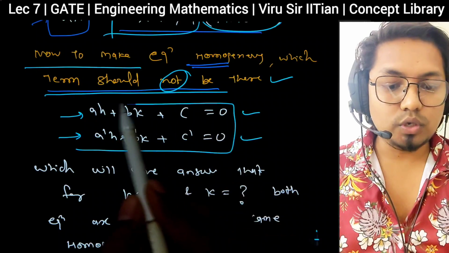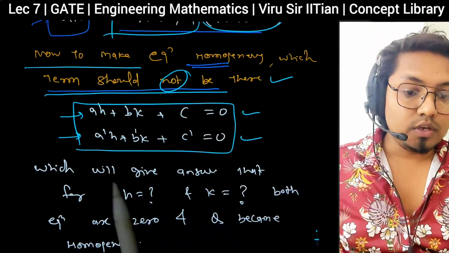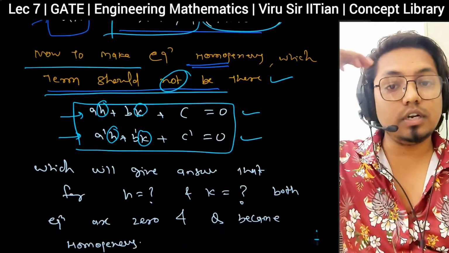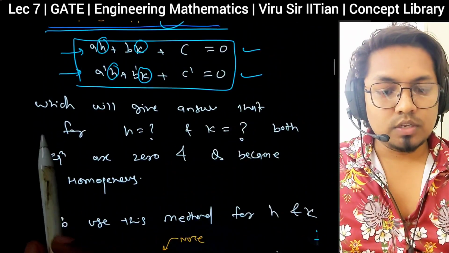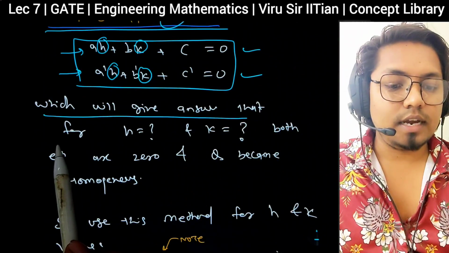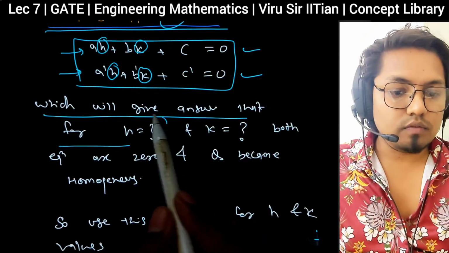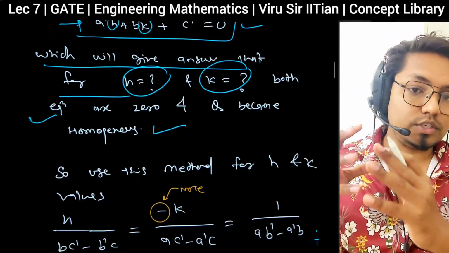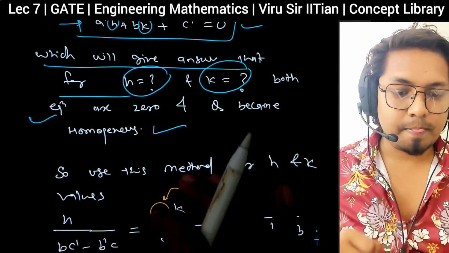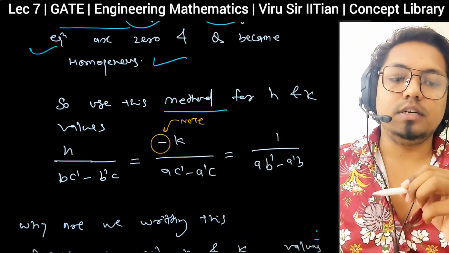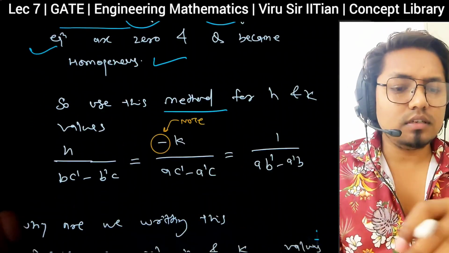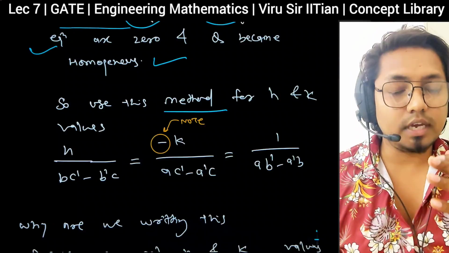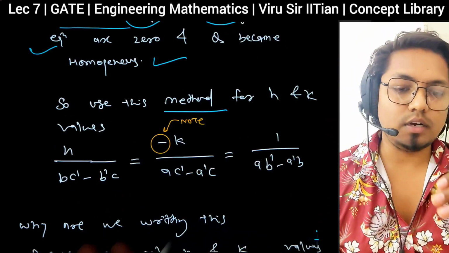Now we have two equations which are 0. So for which values of h and k are these equations 0? Now you can calculate that, so that our question can become homogeneous. So use this method. Which method? This cross-multiplication one you can use. There are several methods. You can use substitution also, you can use elimination also, whatever method you find.